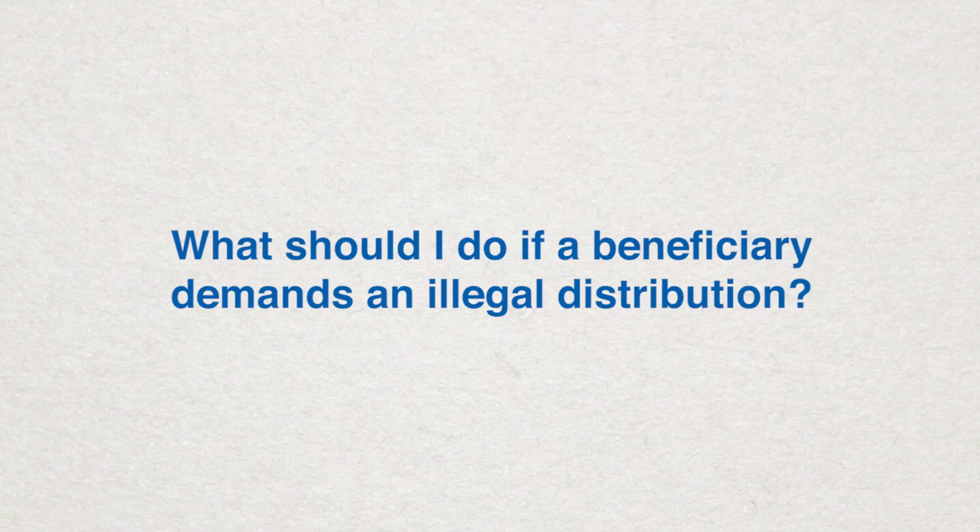What should I do if a beneficiary demands an illegal distribution? If a beneficiary demands an illegal distribution or one that violates the terms of the trust, you have to refuse to honor the request. Start by referring the beneficiary to the distributive provisions stated in the trust and explain why you can't provide the distribution that they want. If the beneficiary persists in their demands, you might need to get a lawyer and potentially the court involved.